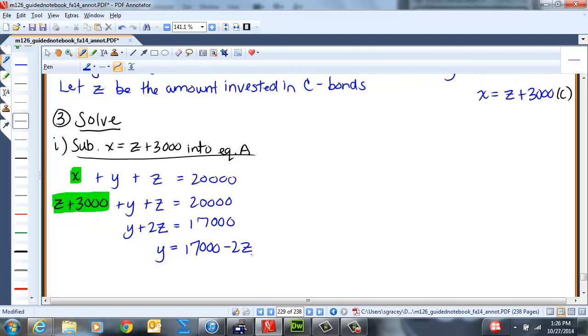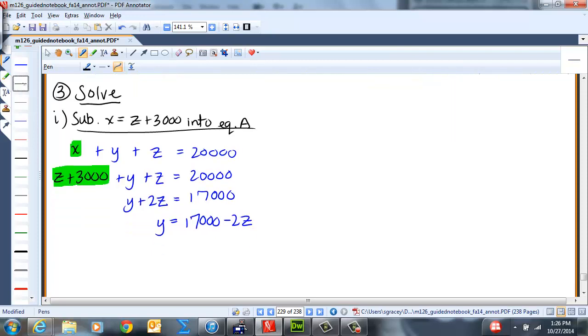So what we'll do now in the next step is, we're going to substitute x equals z plus 3,000 and y equal to 17,000 minus 2z into equation B.